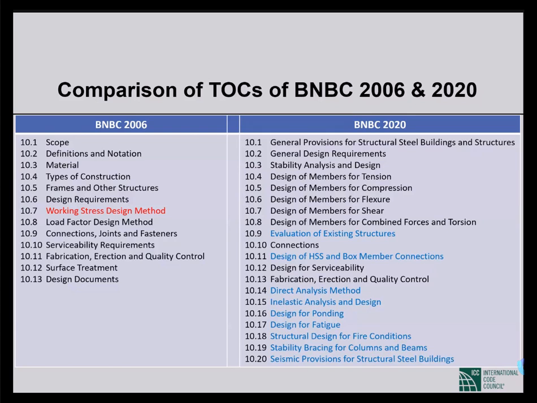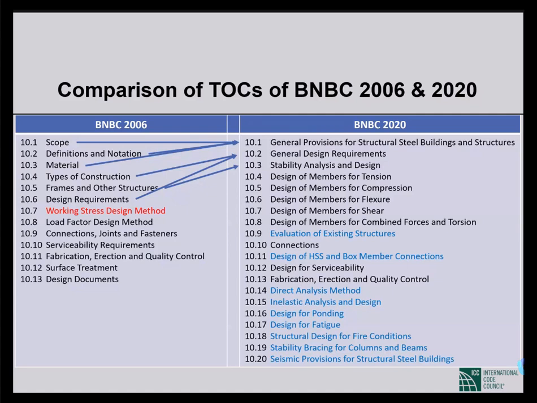If we go article by section, we'll see that the first three sections of the old chapter, scope, definition, notation, and material, are all included in the first section of BNBC 2020. Types of construction is also included in the second section of BNBC 2020. Frames and other structures are mentioned in the third section. Design requirements are now included in the second section, general design requirements.